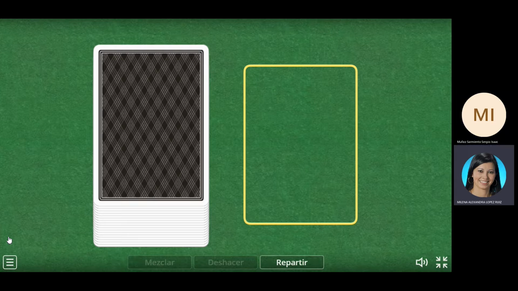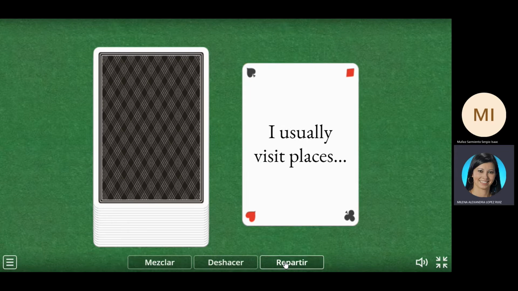Okay, Sergio, it's going to be our last exercise. It's going to be speaking. I'm going to use some cards, and you're going to just talk about the topic, using relative clauses, of course. So let's start. I usually visit places which are very beautiful. Okay, good.